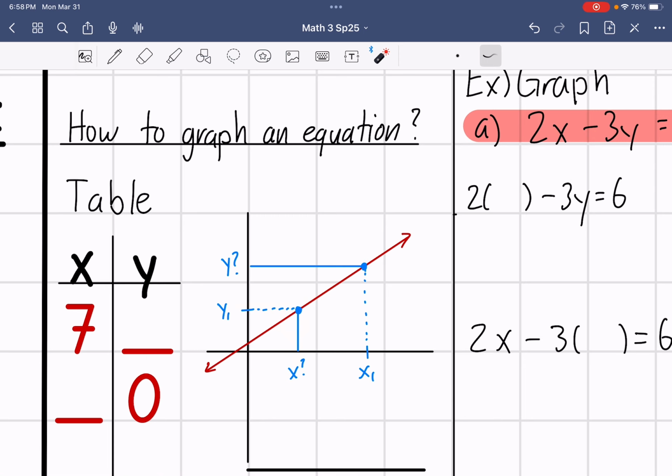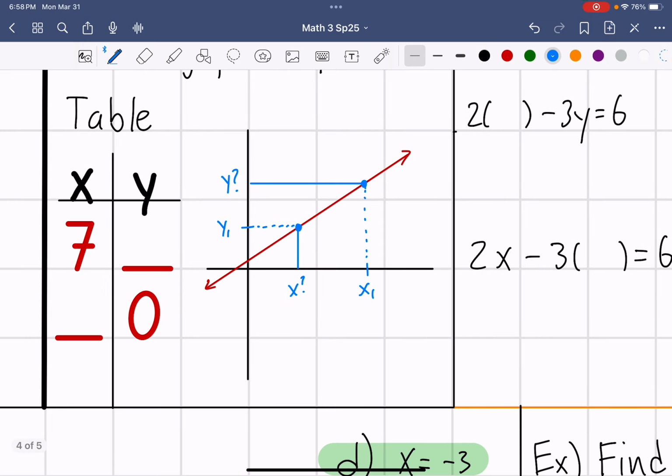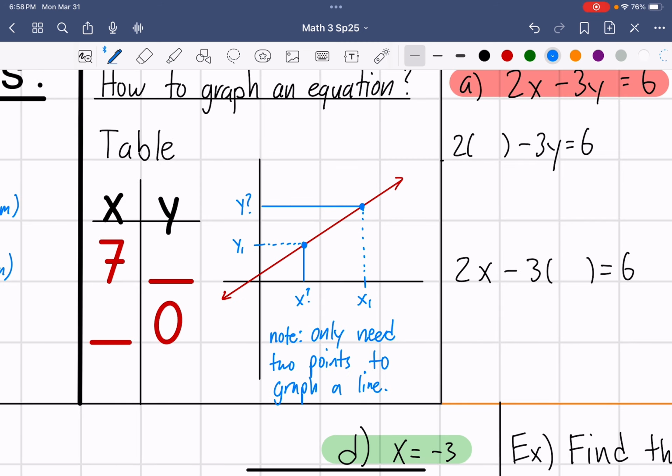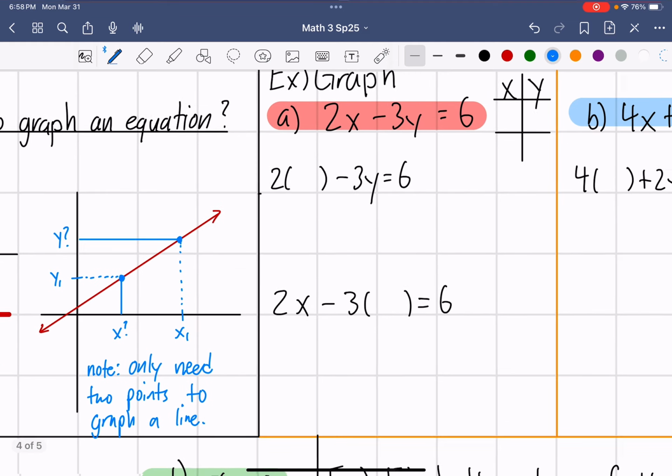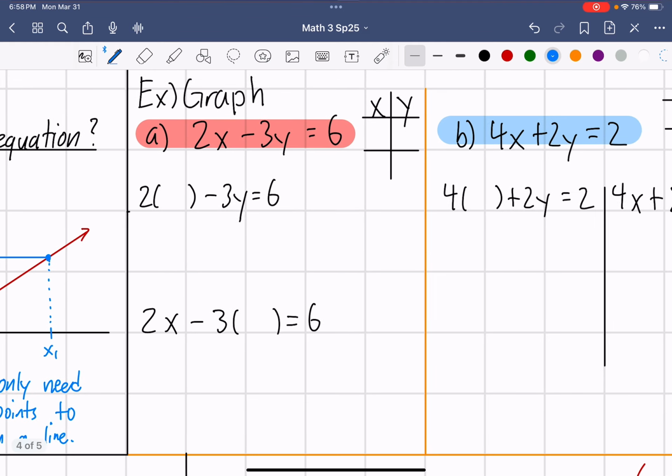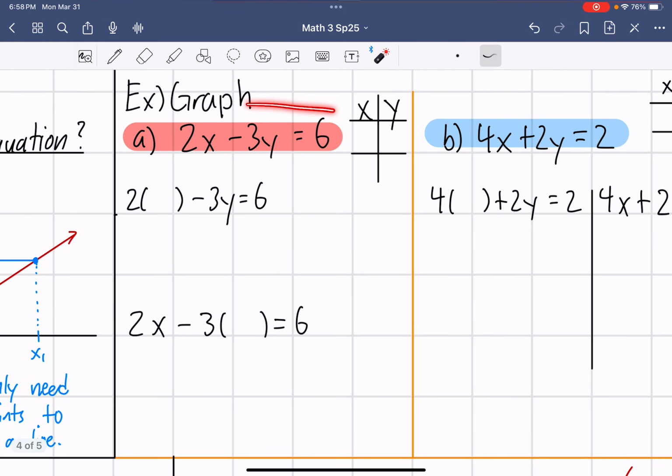And luckily, for lines, all you need is 2 points. So let me put a little note there. Only need 2 points to graph a line. So let's do an example. So looking here, right? So here's my linear equation. Now something I did skip.